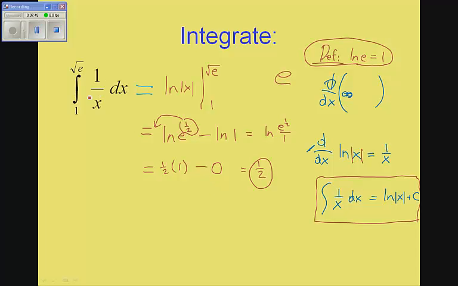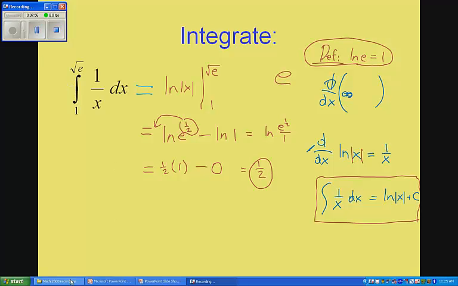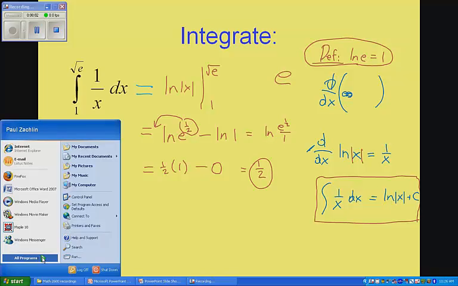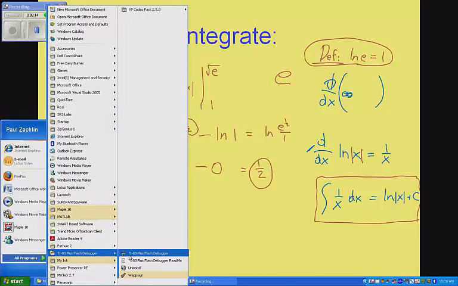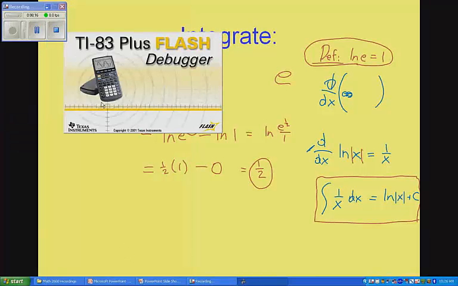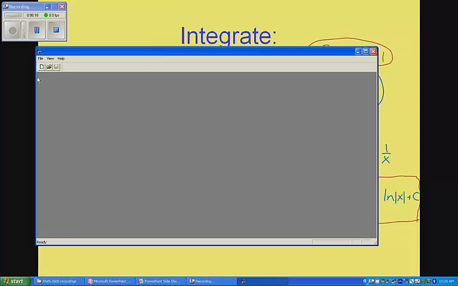Of course, the nice thing about a definite integral is I can check that, if I can pull out a graphing calculator. Let's do that. Where is it? There it is. So you guys all know how to do this, right? Just in case.